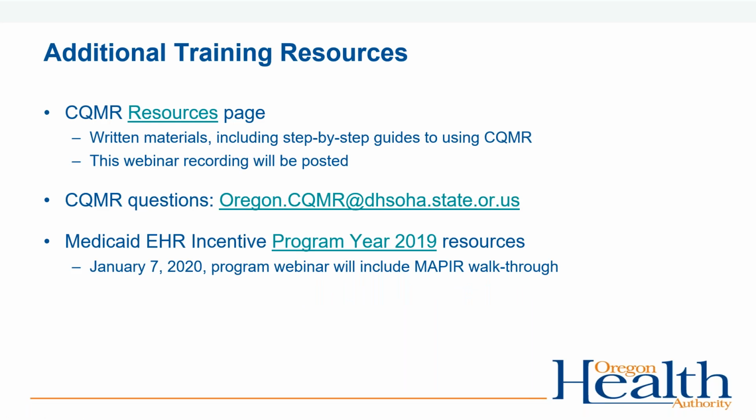I just wanted to flag for folks that the resources page has the written materials. That's the page that we were just showing. It has the written materials, including step-by-step guides. We have recorded this webinar and we will be posting that there. You're also welcome to send us questions. If you have program type questions, please send those to oregon.cqmr@dhsoha.state.or.us. The Medicaid EHR Incentive Program team also will be doing a program year 2019 webinar, including a mapper walkthrough, on January 7th. And always welcome your questions.